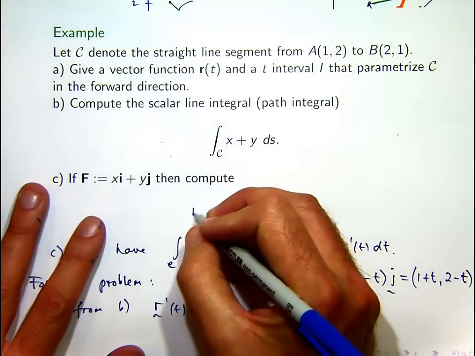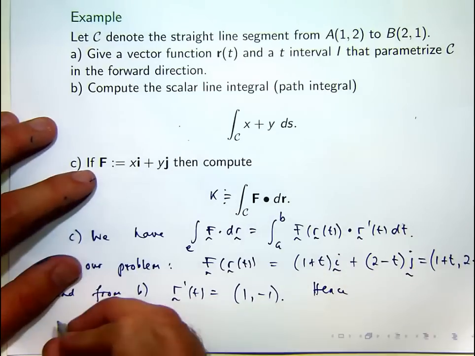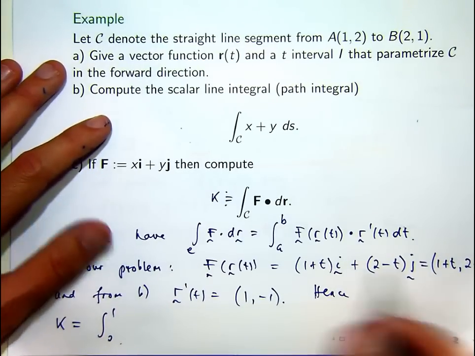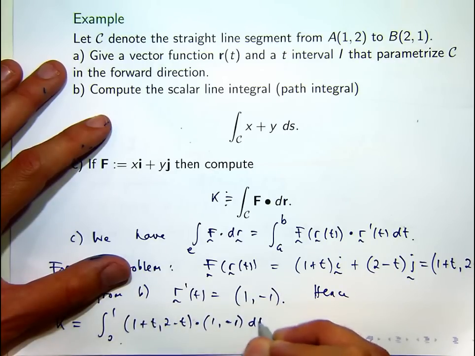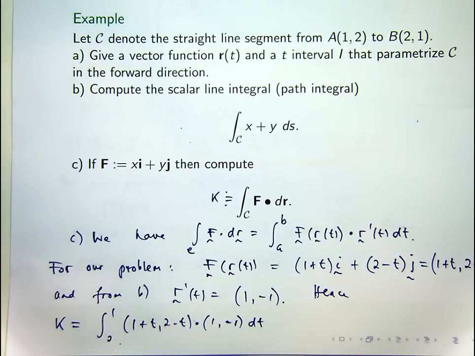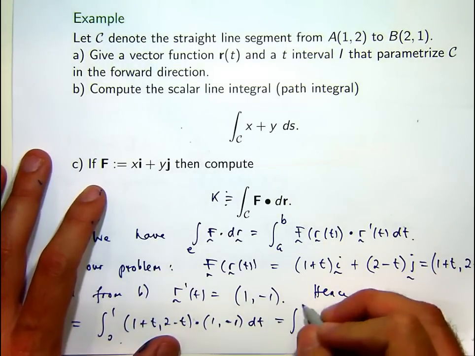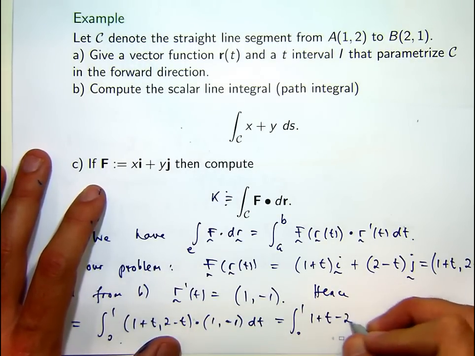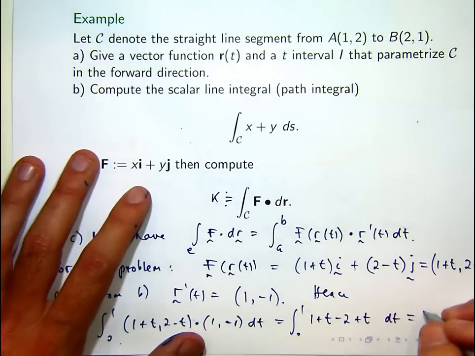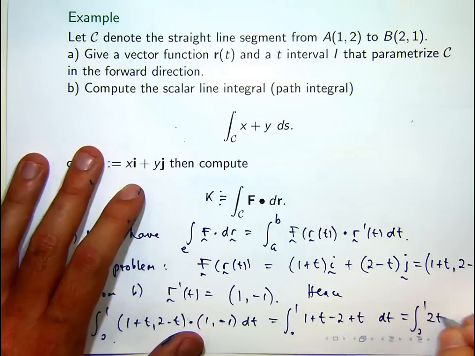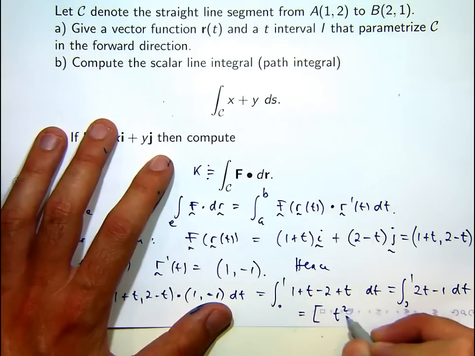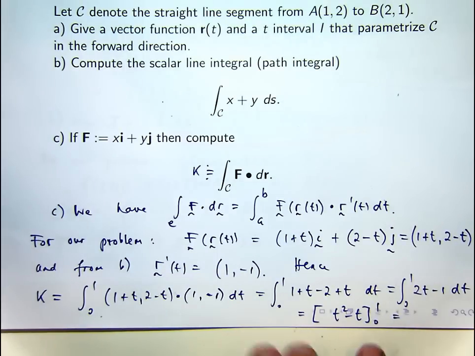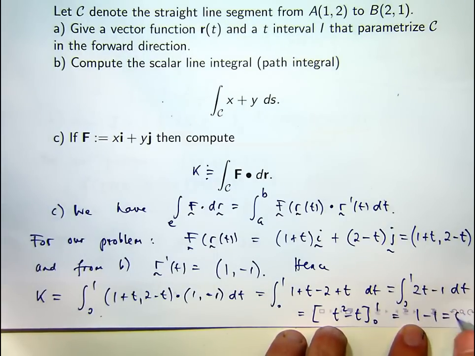So let's call this capital K. It's the dot product of that with this. So we just simplify the dot product, and it's hopefully a basic integral to evaluate. So we're going to get something like 2t minus 1. The last step is just to knock over this integral. The last term is going to be 0. So I'm going to get 0.